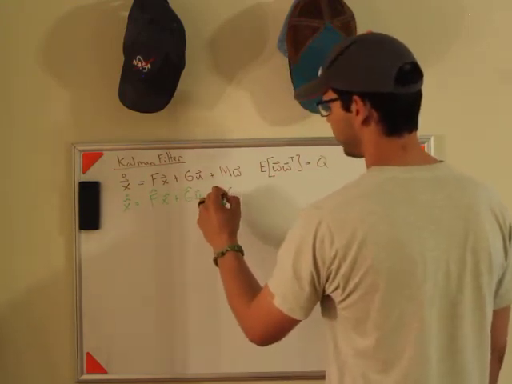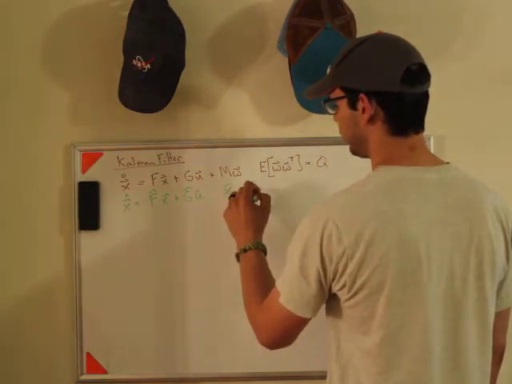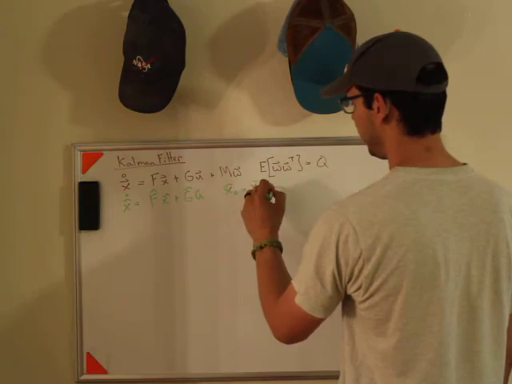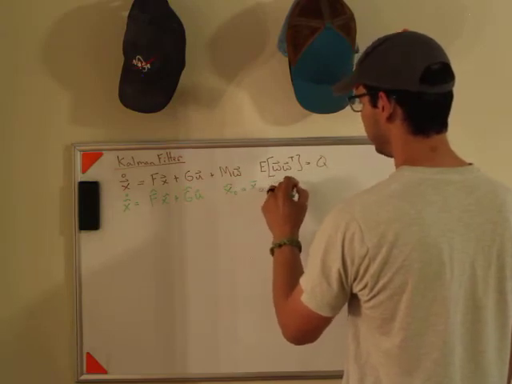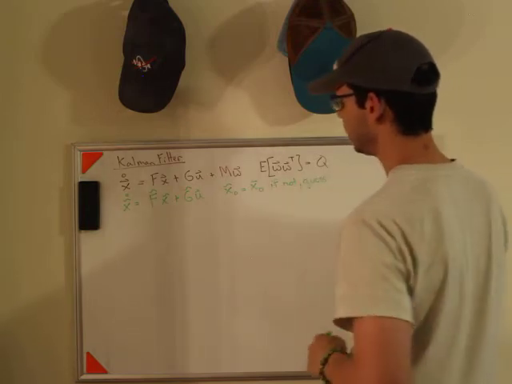This is going to have initial conditions x naught, which is hopefully going to be equal to your initial measurement. If you can't get an initial measurement, then you're just going to have to guess.